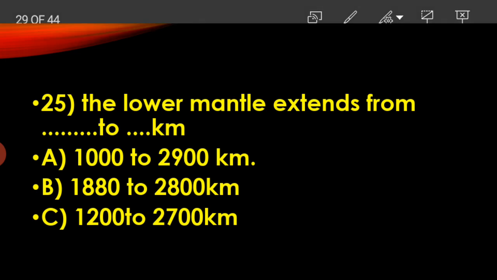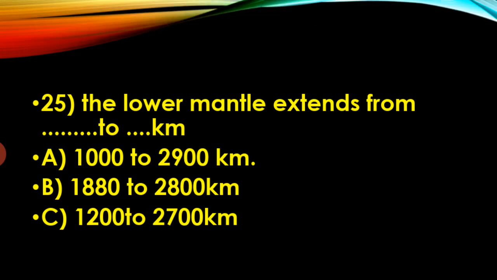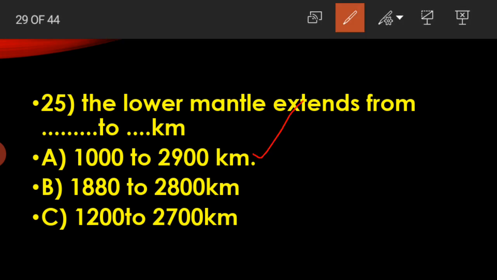Okay. 25th. The lower mantle extends from dash to dash kilometers. Option A: 1000 to 2900 kilometers. Option B: 1880 to 2800 kilometers. Option C: 1200 to 2700 kilometers. The correct answer is option A, 1000 to 2900 kilometers. The lower mantle extends from 1000 to 2900 kilometers.